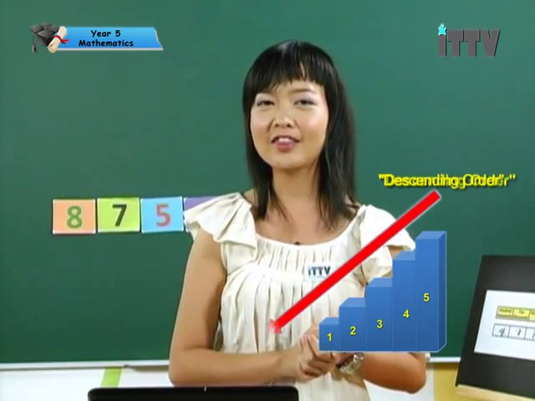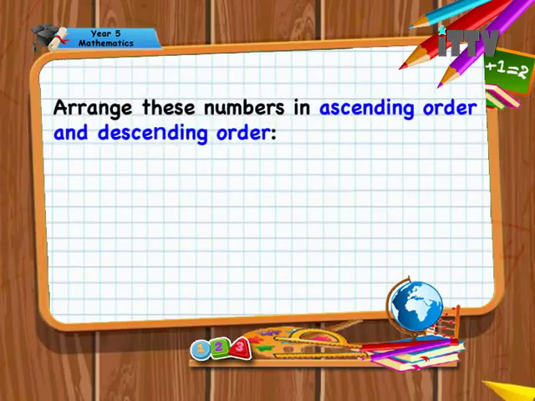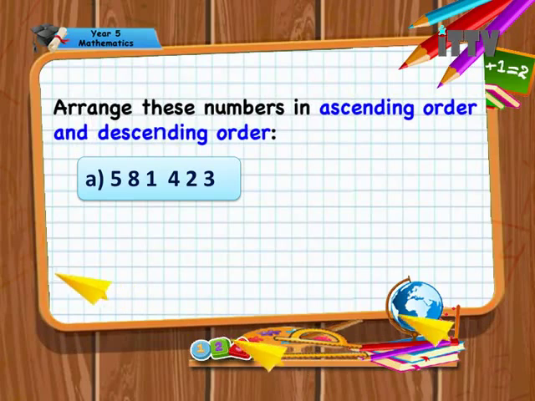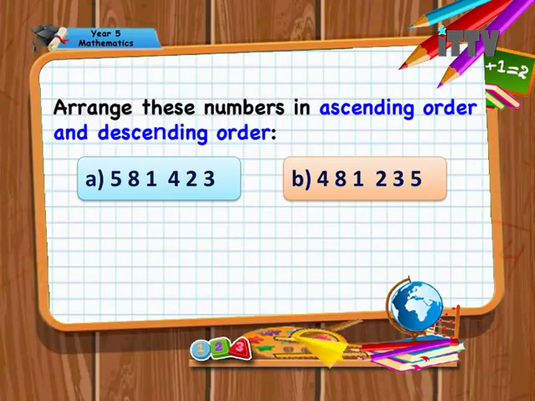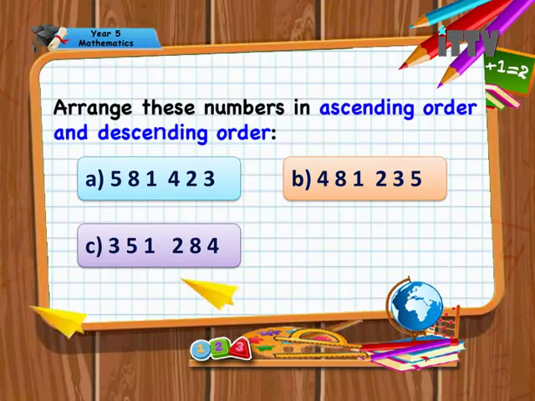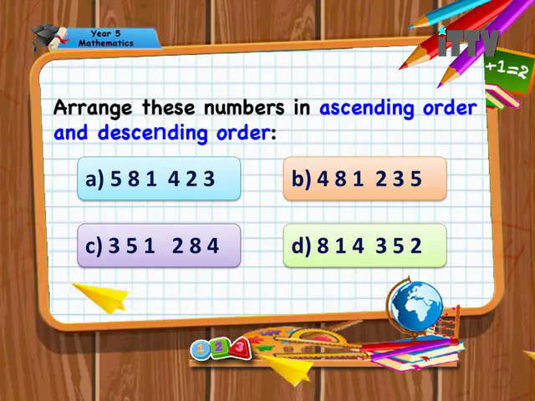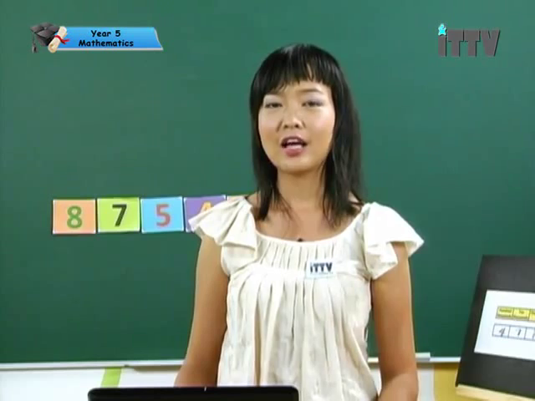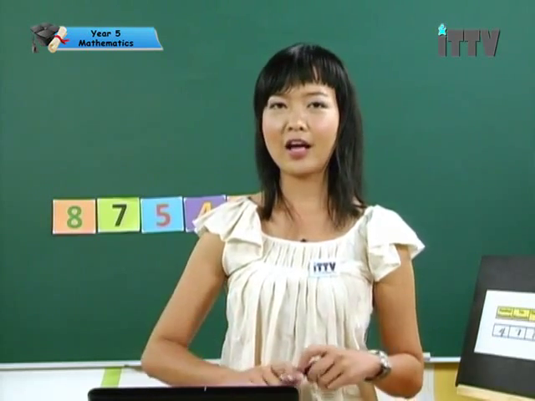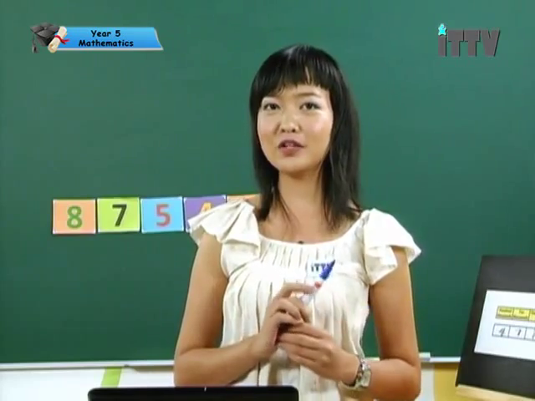Okay, let's take a look at this question. Arrange these numbers in ascending and descending order. The first number is 581,423, B, 481,235, C, 351,284, D, 814,352. Now we have to find out which number is the biggest and which one is the smallest. And let's use the place value chart again.